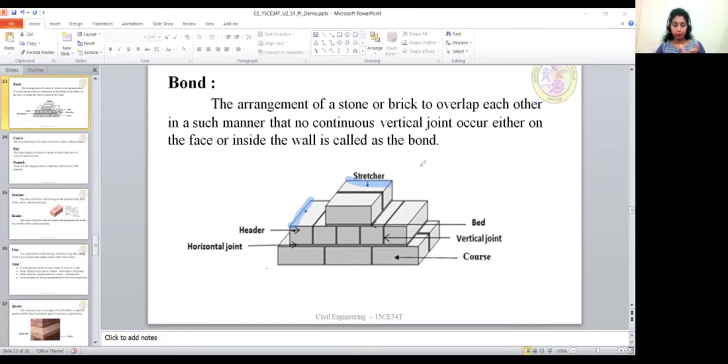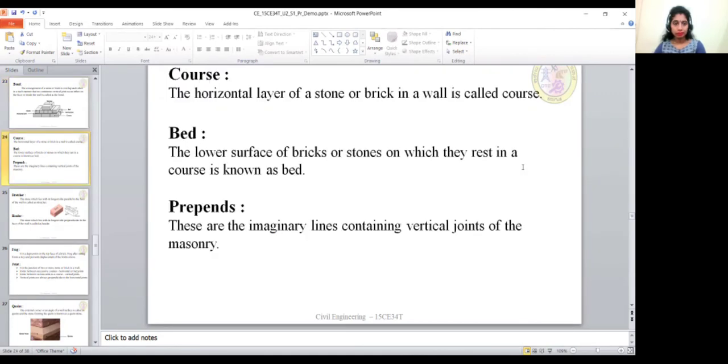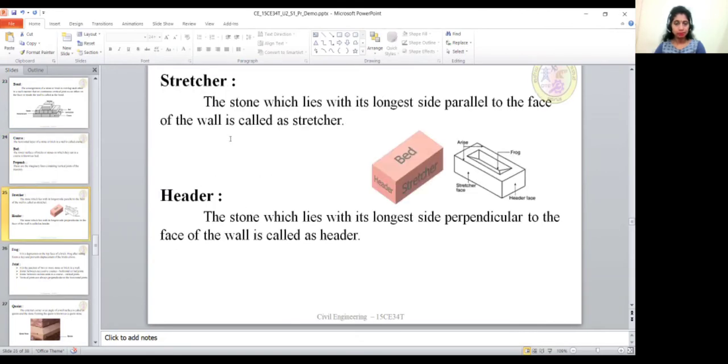If you take a unit of a brick, let's see in the next picture. Let me show you in detail. These are the other terms which I have already explained: course, bed, perpends. See, stretcher. If you take a single unit of a brick, here you can clearly observe what is stretcher and what is header. So if you take one brick, the longest side is known as stretcher, and the shortest side of a brick is known as header.